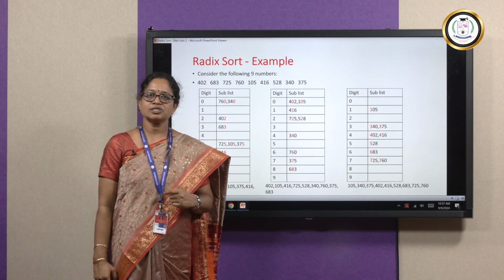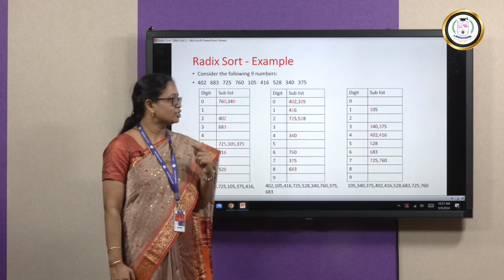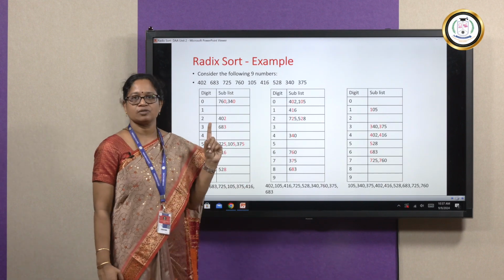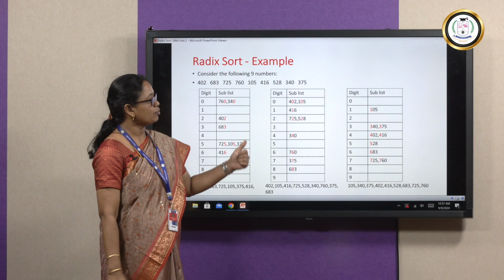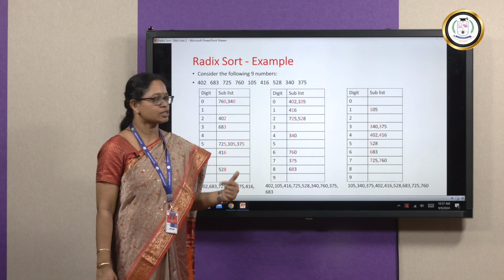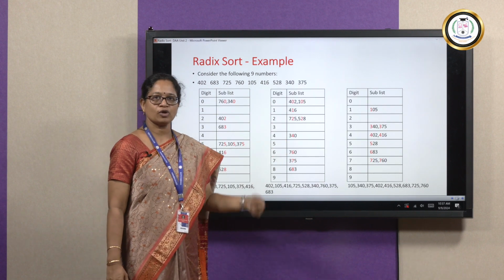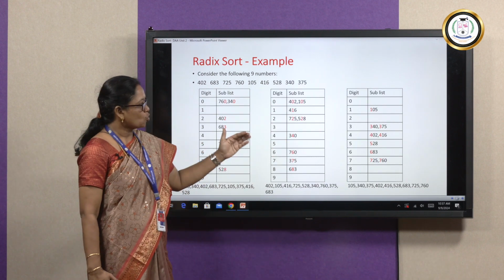And 105: here the most significant digit is 1, so it should be inserted in the first place. And 416, again the most significant digit is 4, so it should be inserted in the fourth place. Already we have 402 in the fourth place. Now we have one more number, that is 416.